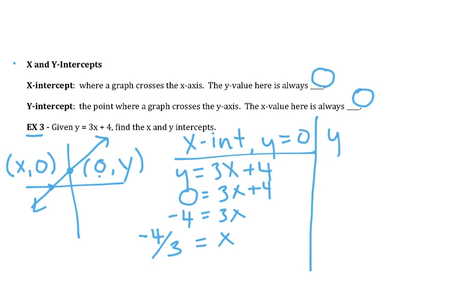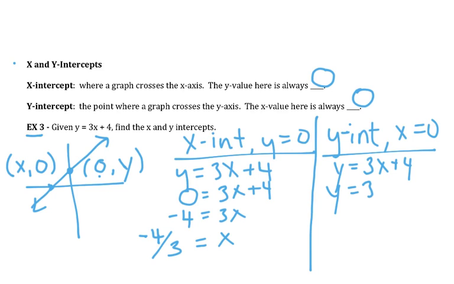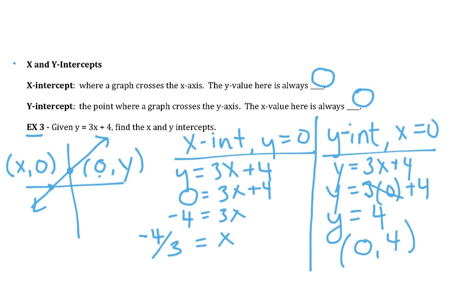Let's do the y-intercept. The y-intercept, you always set x equal to 0. So our equation was y equals 3x plus 4. Set x equal to 0. 3 times 0 plus 4. Well, 3 times 0 is just 0, so that goes away. We just have y equals 4. Coordinates here would be 0, 4. That's this point over here.